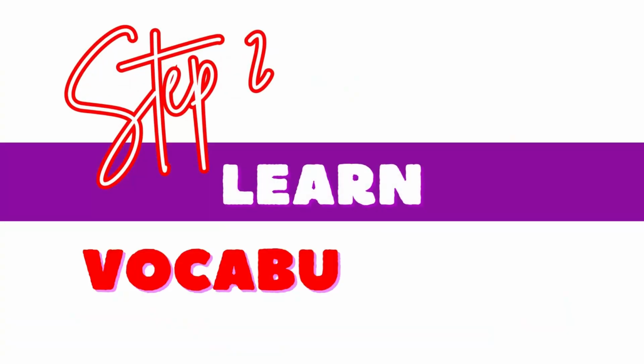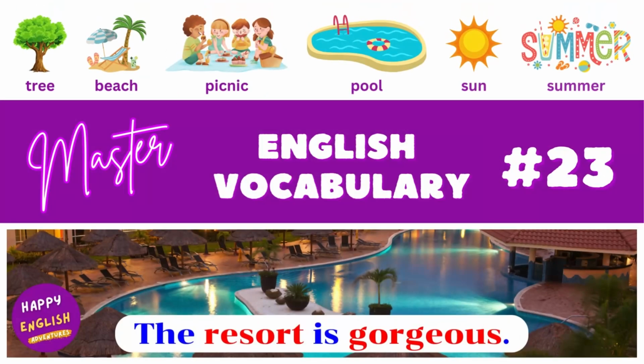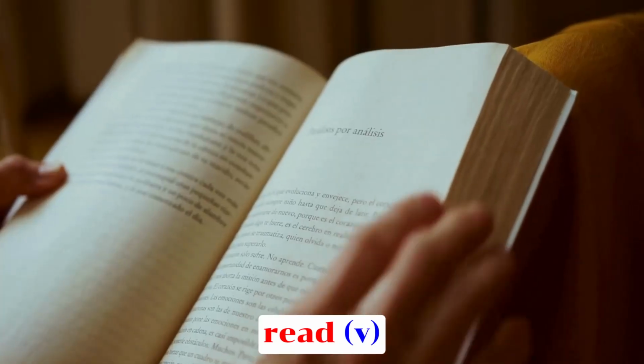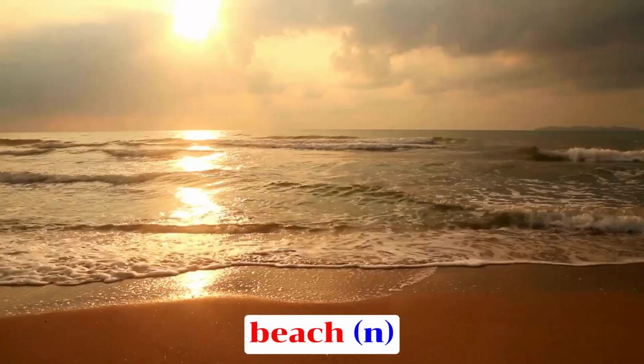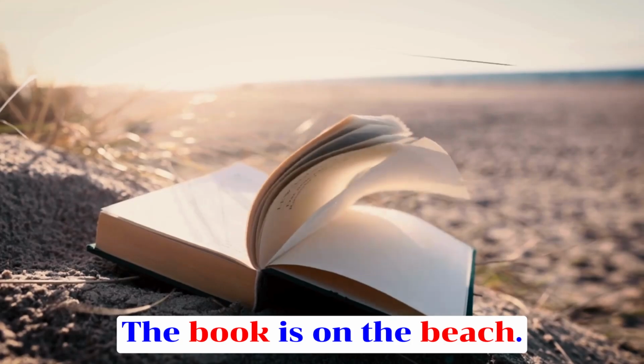Step 2. Learn vocabulary and sentences. Master English vocabulary. 23. Book. Read. She is reading a book. Beach. Book. The book is on the beach.